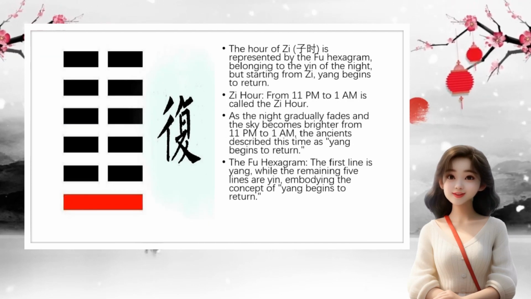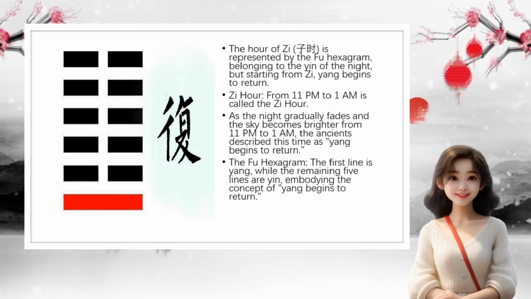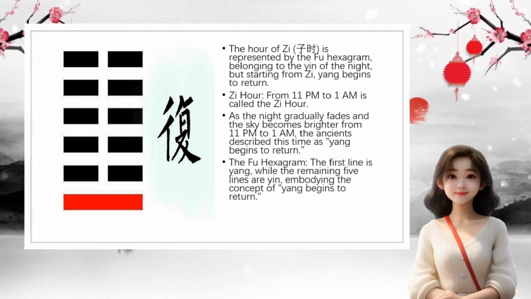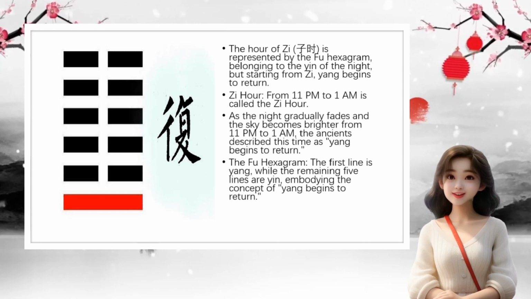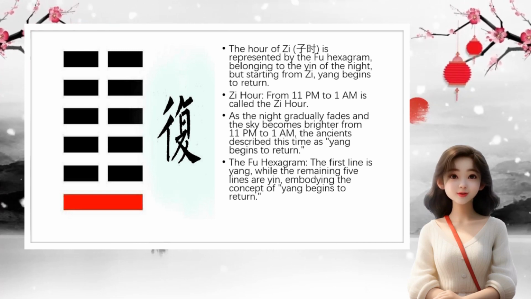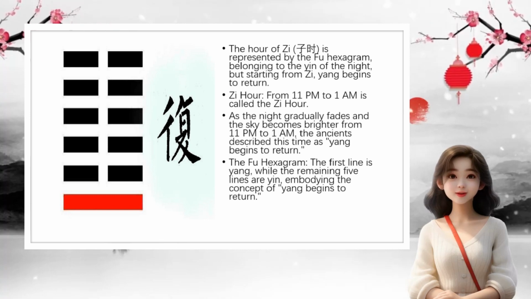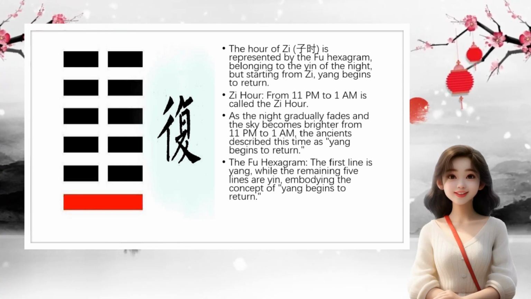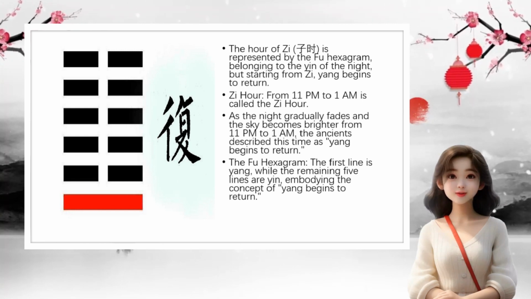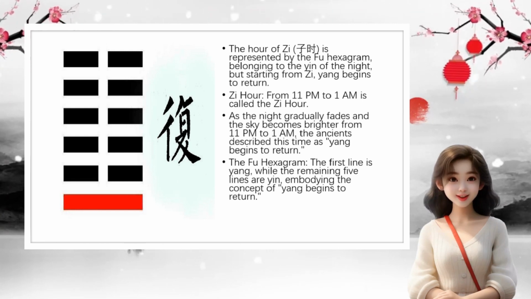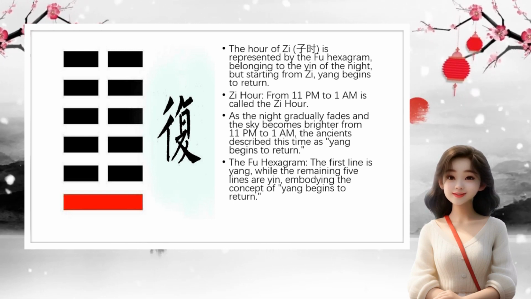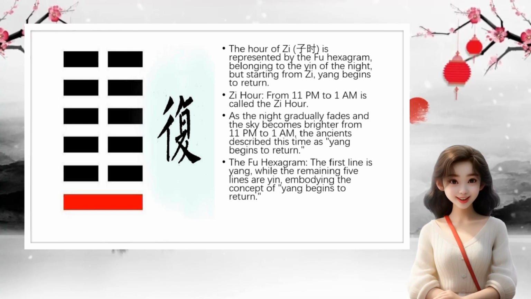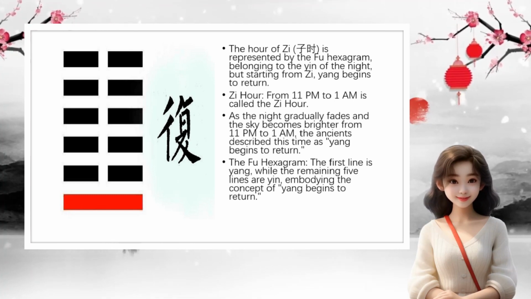The hour of Zi is represented by the Fu hexagram, belonging to the yin of the night. But starting from Zi, yang begins to return. Zi hour, from 11 p.m. to 1 a.m., is called the Zi hour. As the night gradually fades and the sky becomes brighter from 11 p.m. to 1 a.m., the ancients described this time as yang begins to return. The Fu hexagram, the first line is yang, while the remaining 5 lines are yin, embodying the concept of yang begins to return.